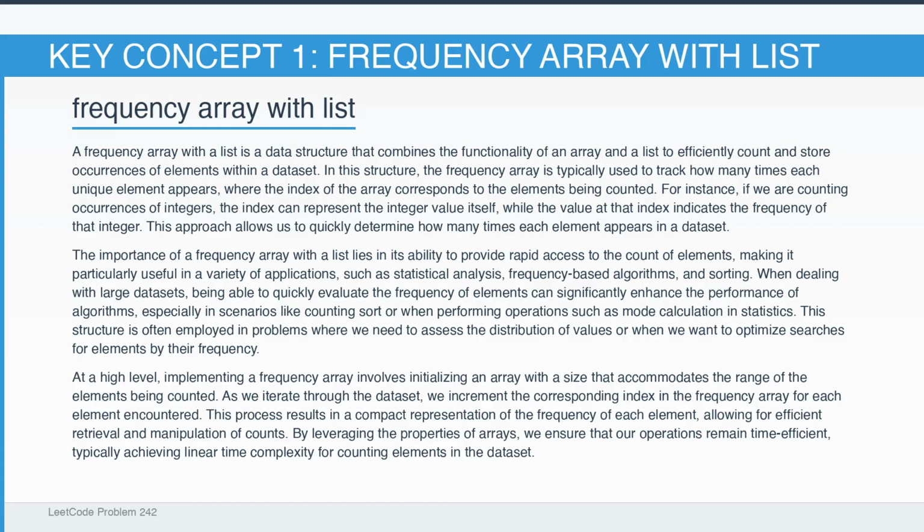For example, if our dataset includes the numbers 1, 2, and 2, the frequency array would tell us that 1 appears once and 2 appears twice. This structure is especially useful for quickly assessing how elements are distributed, which enhances performance in algorithms like counting sort. By iterating through the dataset and updating our frequency array, we achieve a clear and efficient way to manage counts, often in linear time. This approach not only streamlines data analysis, but also optimizes searches based on frequency, making it a fundamental concept in programming and data science.